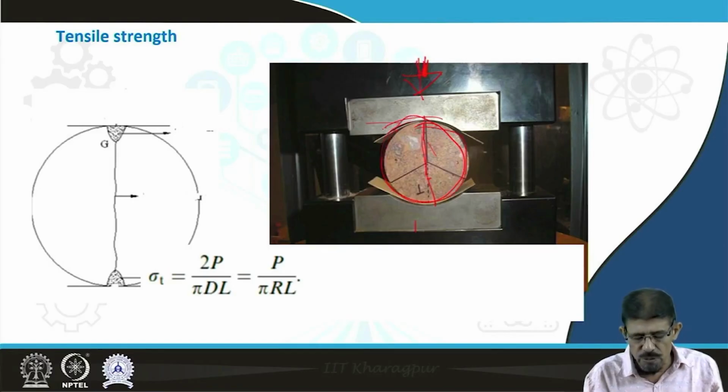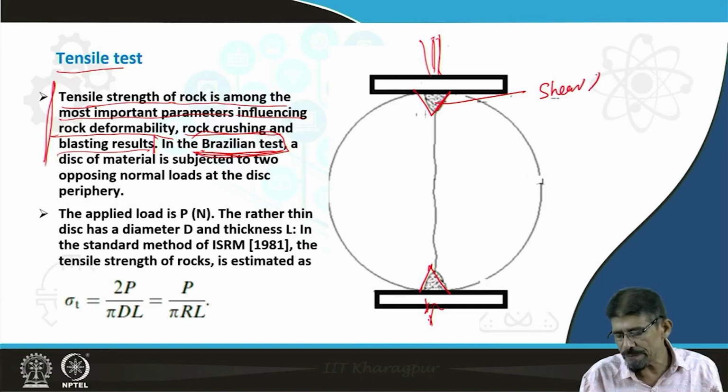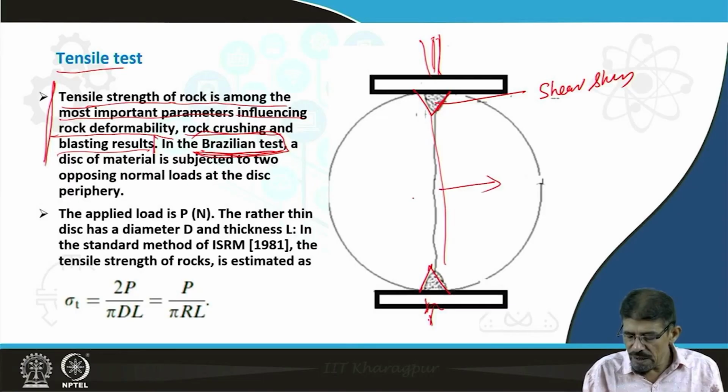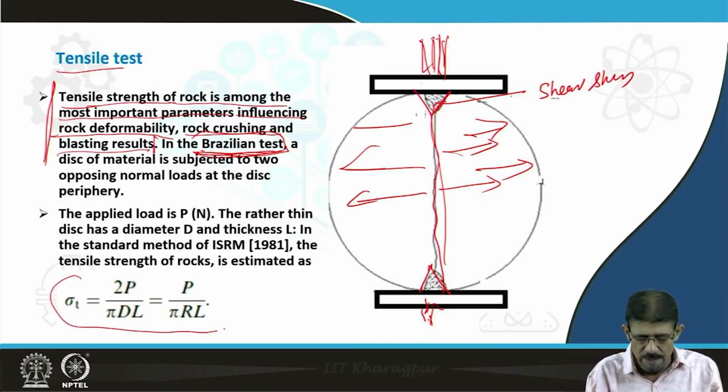So this sample is under compression. Here these two contact points are crushed in nature and experience shear stress. However, this middle point is under tension. Although we are putting compression, due to the induced effect, this comes under tension and ultimately splits. So the tensile strength we can easily determine by the Brazilian test.